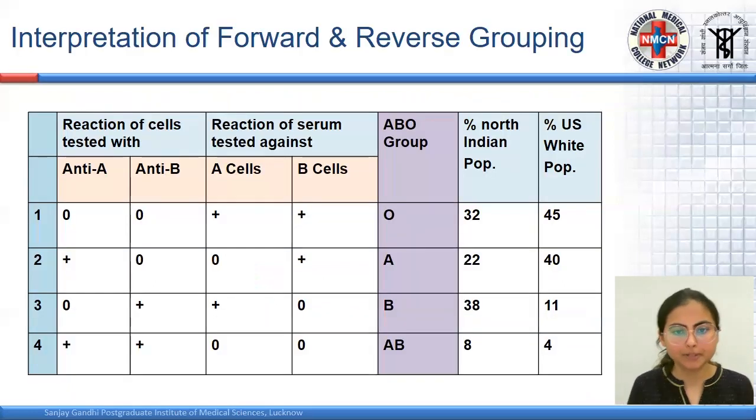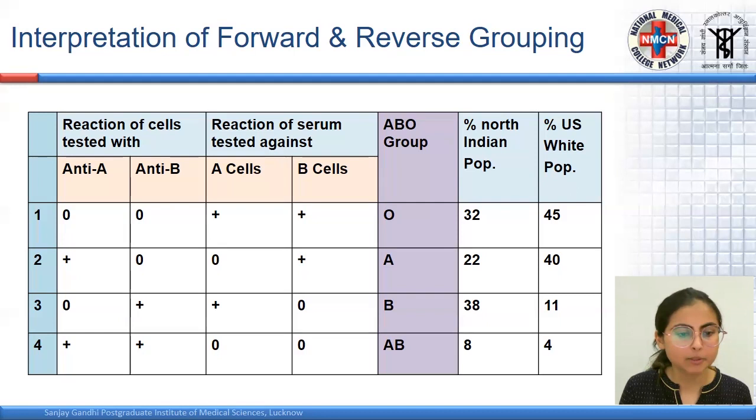Now, how to interpret forward and reverse grouping? Take the first example. If there is no reaction with anti-A anti-serum and no reaction with anti-B anti-serum in forward grouping, but there is a reaction in the reverse grouping with both A cells and B cells, then the blood group is interpreted as O. We are not talking about RH blood grouping right now. We'll cover it in the upcoming slides.